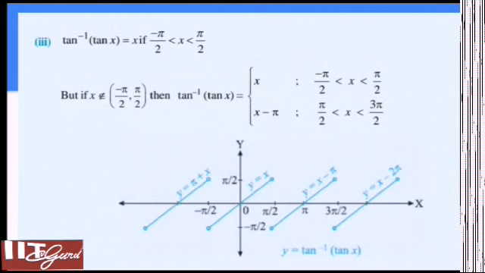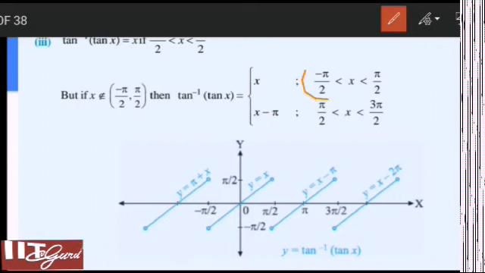Now from this video let's start tan inverse tan x. A similar pattern: tan inverse tan x is x when x lies between minus pi by 2 to plus pi by 2. And when x lies between pi by 2 to 3 pi by 2, then the result is x minus pi. So that tan inverse tan x comes in the principal value.